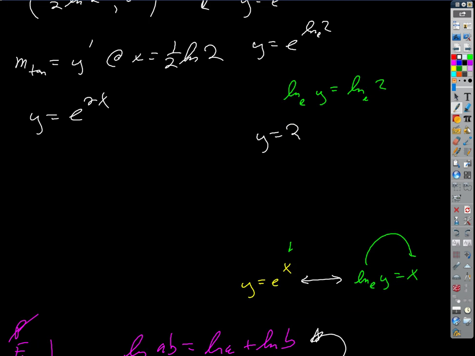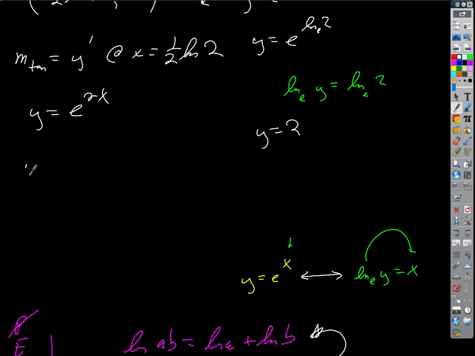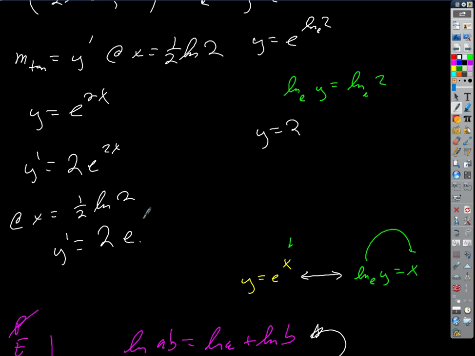Times 2, because we have a chain rule issue, right? We have e to the hand, but hand is not x, it's 2x. So y prime equals e to the hand times the derivative of hand. So then at x equals 1/2 log 2, y prime equals 2 times e to the 2 times 1/2 log 2, which is just log 2. Agreed?